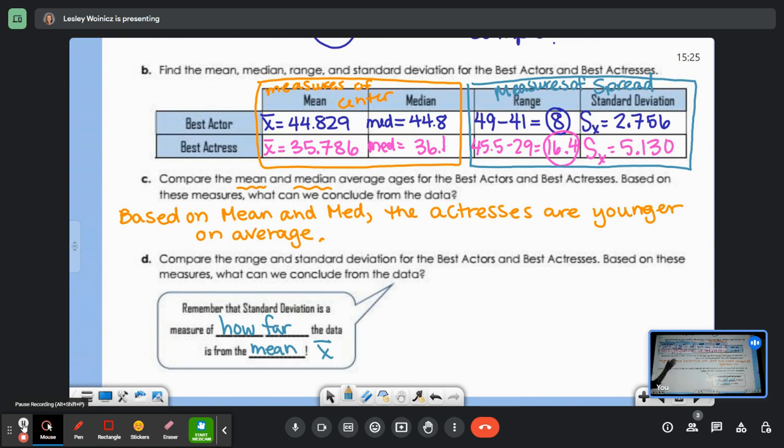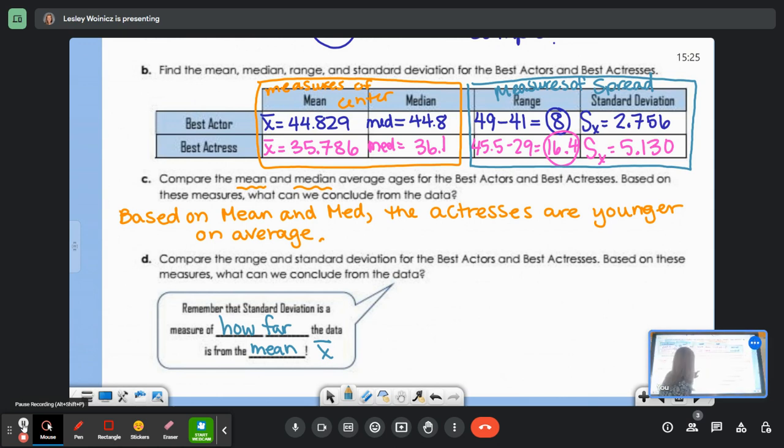Okay? And the range is telling us the same story. The ages are more spread out. Okay? There's a bigger spread. The dudes are older, but the ladies are more spread out. Does that make sense to everybody?